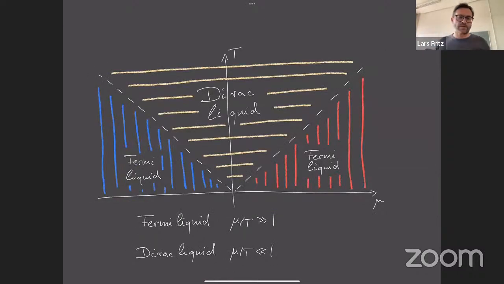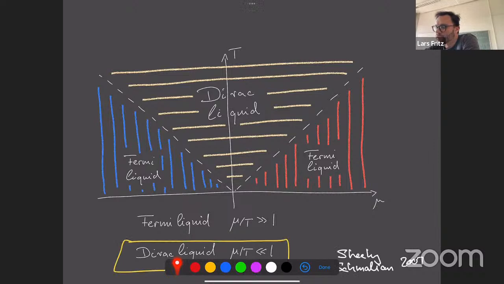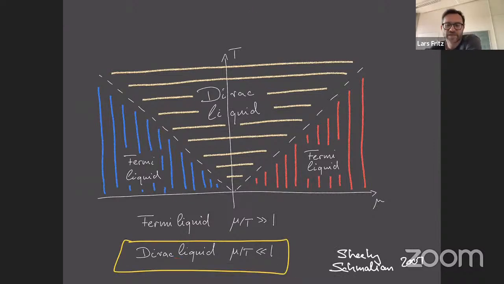Okay, so in the spirit of quantum phase transitions, we can then also draw something like a phase diagram, where we have Fermi liquids over here and a Dirac liquid over there. It's just important to note this is not really a phase transition here. There's nothing. It's just a crossover. Okay. Now, as I said, this was introduced in 2007 by Sheehy and Schmalian.